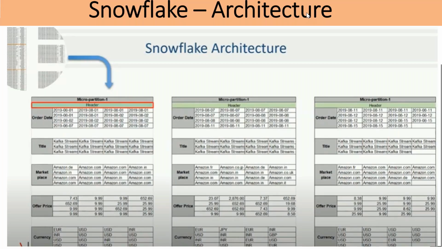Are you able to follow me? Yeah. The number of columns is inversely proportional to the number of rows it stores. The more columns, the less data that gets stored in the micro partition, because the limitation is only 16 MB.